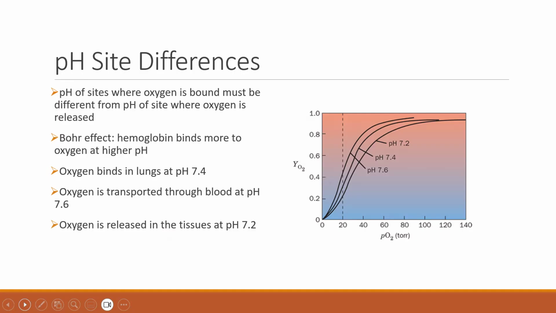This is called the Bohr effect, and it is illustrated in the graph to the right. So in this graph, the x-axis shows the partial pressure of oxygen, which is equivalent to the concentration of oxygen since it's a gas. And then the y-axis is its fractional saturation, and this is just the fraction of full oxygen sites on hemoglobin.